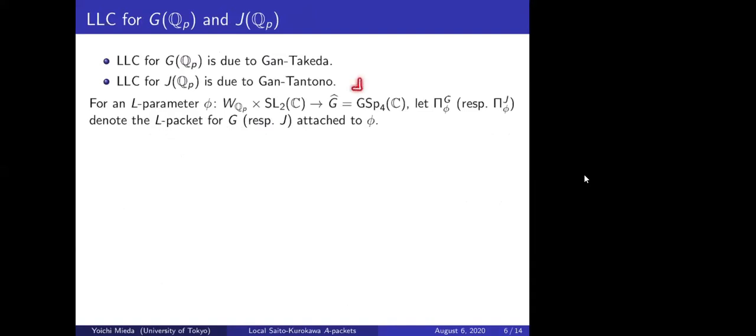This is a situation for the local Langlands correspondence. The local Langlands correspondence for G = GSp4(Q_p) is due to Gan–Takeda, as I mentioned. And the local Langlands correspondence for the inner form of it is due to Gan–Tantono. So I will use this result freely.